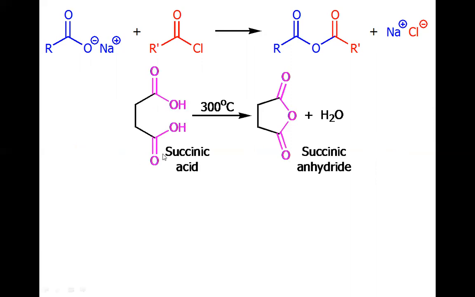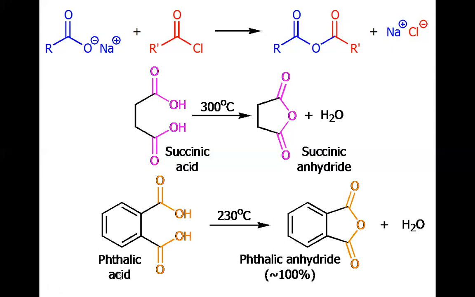We may also have the anhydride formed if we have two carboxylic groups present in the molecule, which are properly aligned. For example, if we take succinic acid, which is a dioic acid with four carbons, and treat it with this species at high temperature, one water molecule is removed and we have this cyclized five-membered ring, which is called succinic anhydride. So this is another way to make the anhydride.